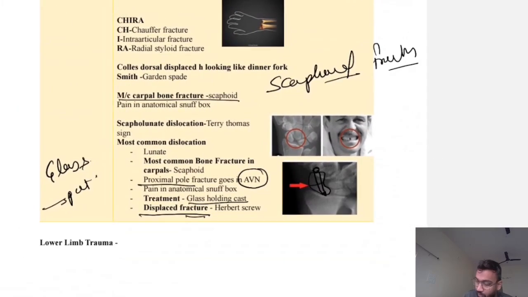So this is scaphoid fracture, which is the most common. Now, the second most common is dislocation, that is lunate dislocation. Lunate dislocation is the most common dislocation.